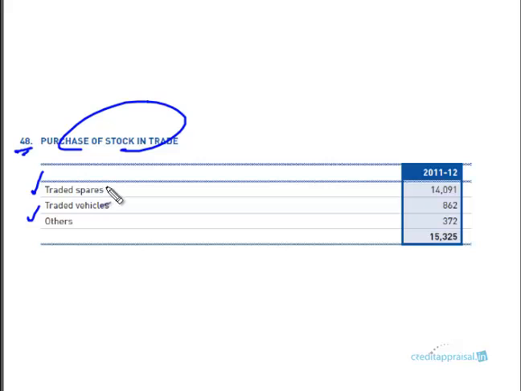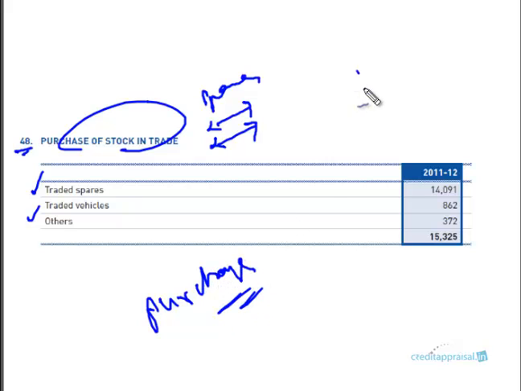It has bought some spares directly. It didn't do any manufacturing. Bought some spares and sold them and earned some profit. Right? This is the spares, and also vehicles. It has bought some vehicles and sold it. This is trading. So now you have to account for this. So usually where you take purchases, usually we take it in the raw material, right? So for example, forget this is a trading.